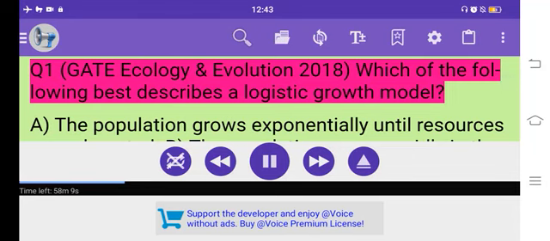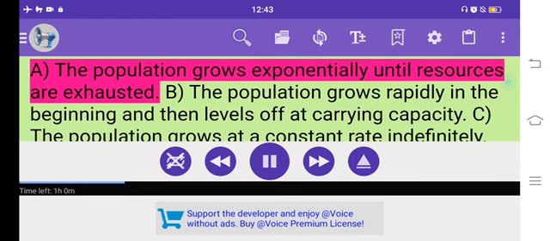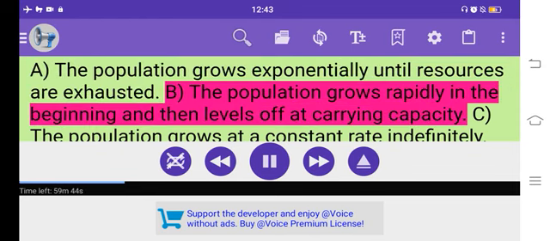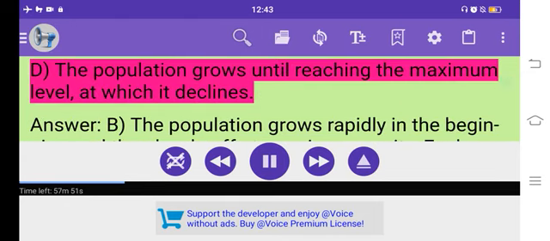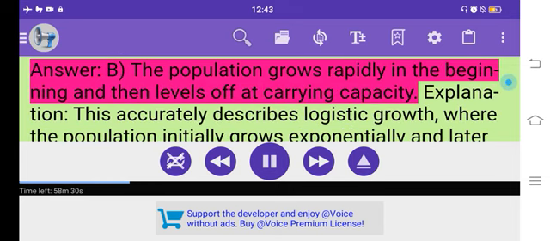GATE Ecology and Evolution 2018: which of the following best describes a logistic growth model? A. The population grows exponentially until resources are exhausted. B. The population grows rapidly in the beginning and then levels off at carrying capacity. C. The population grows at a constant rate indefinitely. D. The population grows until reaching the maximum level, at which it declines.